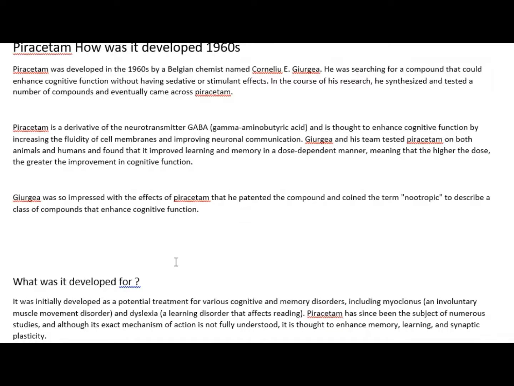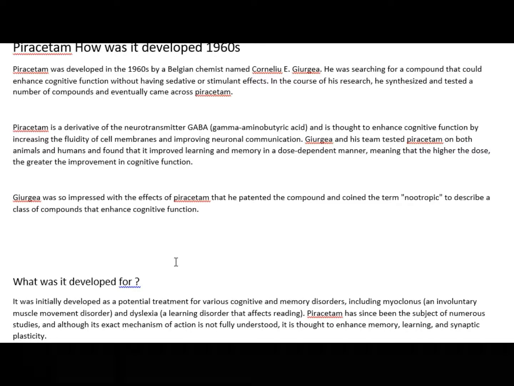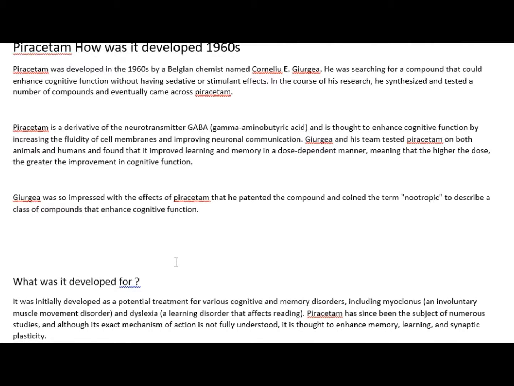Piracetam was developed in the 1960s by a Belgian chemist named Corneliu E. Giurgea. He was searching for a compound that could enhance cognitive function without sedative or stimulant effects. In the course of his research, he synthesized and tested a number of compounds and eventually came across piracetam.